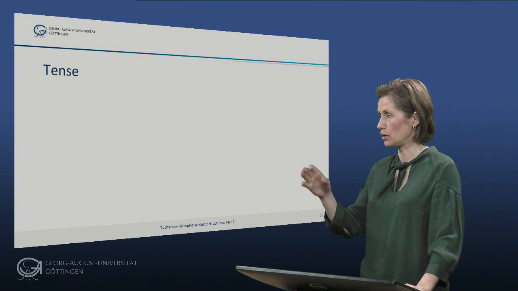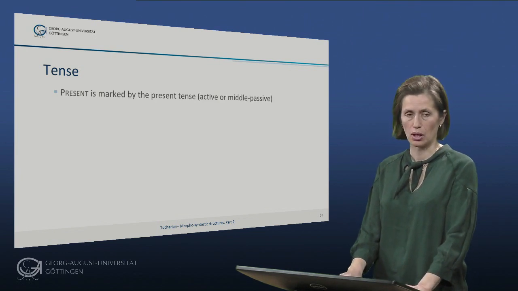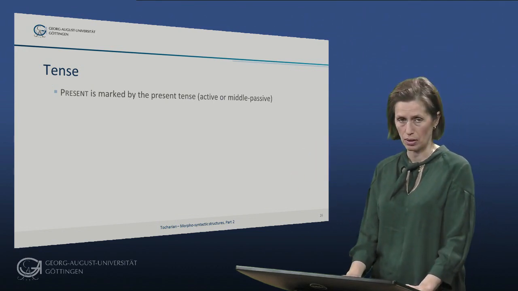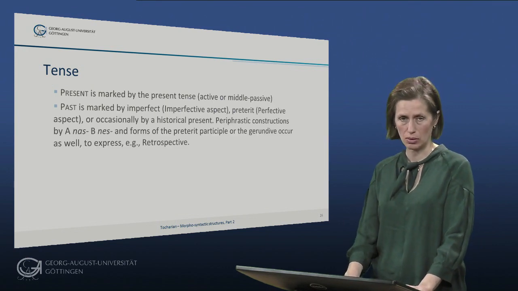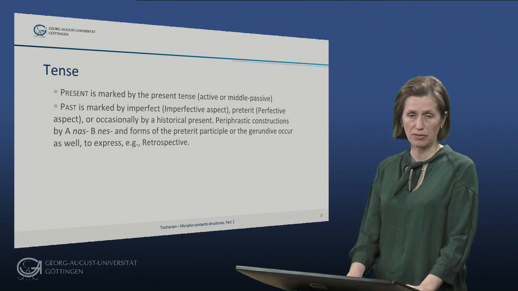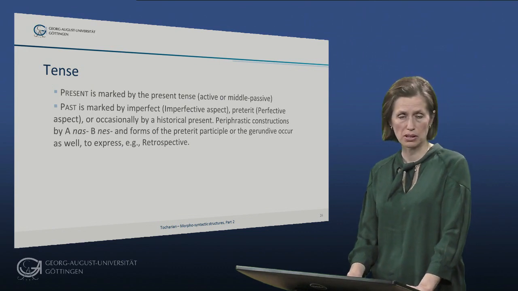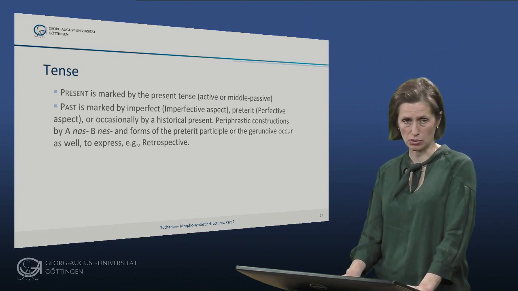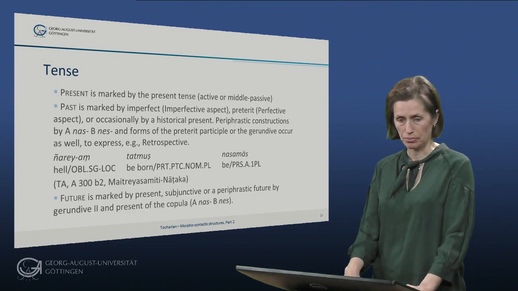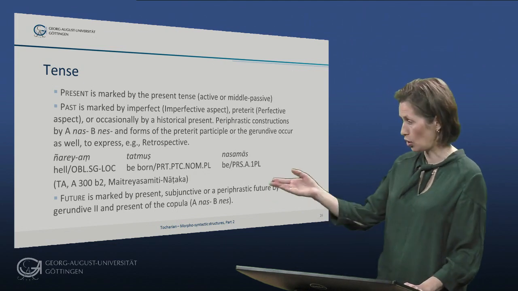Now, we move over to tense. There are three tenses: present, past, and future. Present is marked by the present tense, either in active or in middle passive. Past is marked by imperfect, in imperfective aspect, by the preterite in perfective aspect, or occasionally by a historical present. Periphrastic constructions by the verb a-nas, b-nes, and forms of the preterite participle or the gerundive occur as well to express, for instance, retrospective, as we have seen before. And future is marked by present subjunctive or a periphrastic future by a gerundive and the present of the copula.